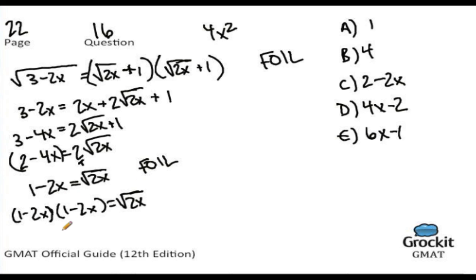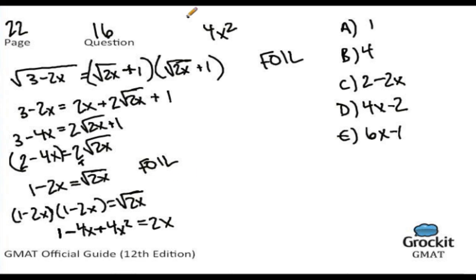again. The first terms we get 1, the outer and the inner are both minus 2x. So we add those two together, we get minus 4x. And minus 2x times minus 2x equals positive 4x squared. Remember, negative times a negative is a positive. Squaring this guy on this side simply removes the radical sign, equals 2x.